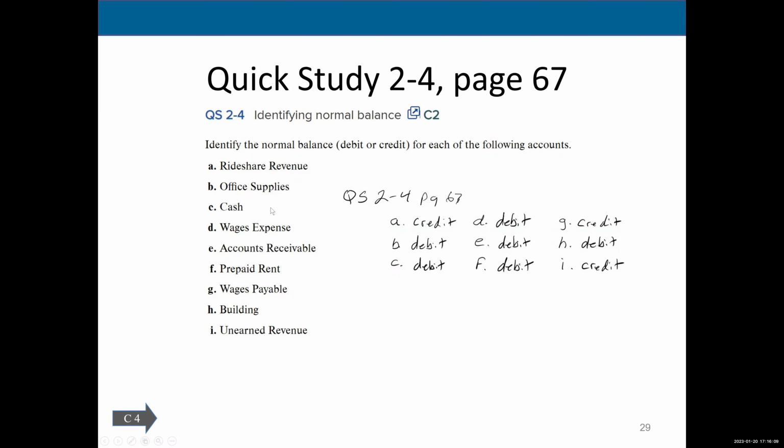Cash. Well, cash is an asset. So is asset part of AID? Yes. So we're going to debit cash to increase it, the normal balance, right? Wages expense. Hey, is expense part of AID? Yes, it is. So we're going to increase that expense with a debit.